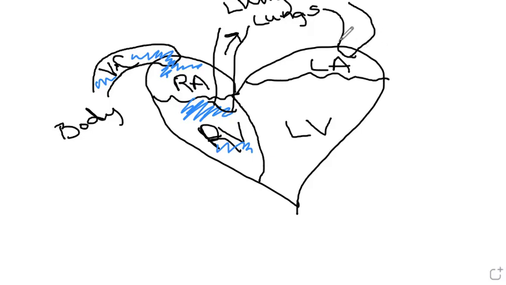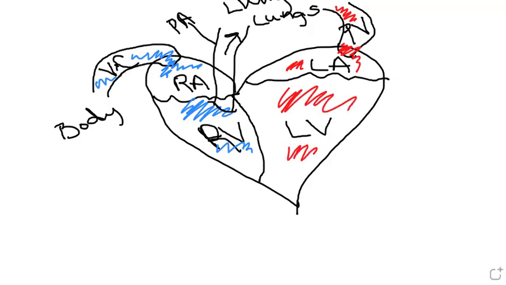Oh, I forgot to label this one. This one is the pulmonary artery, and this one is the pulmonary vein. The blood returning from the lungs is oxygenated. And this vessel actually leaves from here, but it's going to be kind of messy. This is the aorta, and it brings oxygenated blood back out to the body.